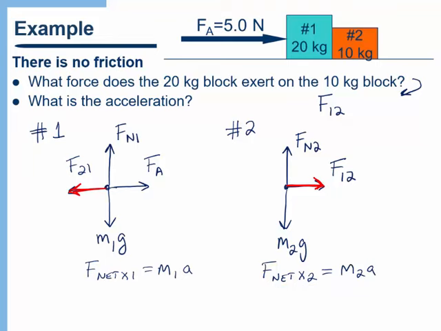The next thing we're going to do, as we always do, is figure out what the net force is. If we look at object number 1, we see that Fa is to the right and F21 is to the left. So we'll write Fa minus F21, and that equals m1a. We'll do the same thing for object number 2. For object number 2, there's only one force acting in the x direction, which is F12, and that equals m2a. So we've got two equations.